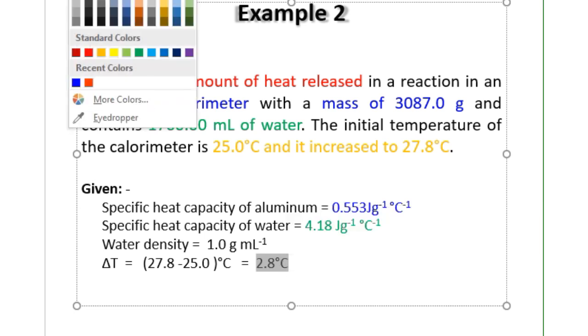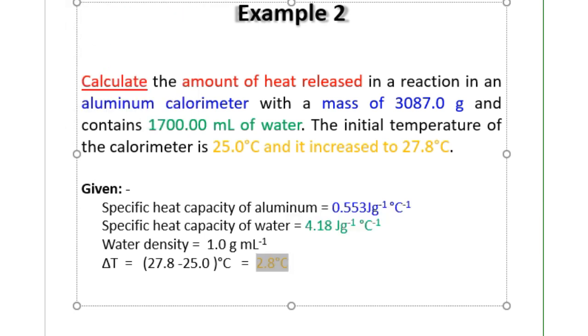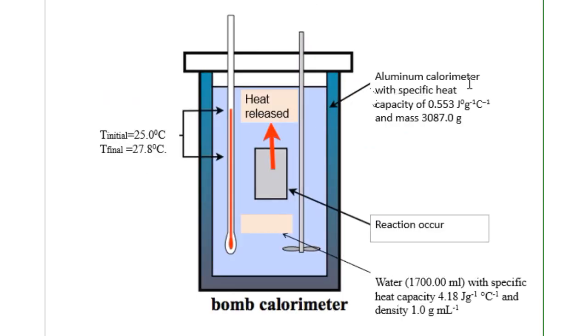Okay, so you have to analyze the question first and then list out all the important information given by the question. If you try to transform the question into a diagram, it's like this. Aluminium calorimeter with the specific heat capacity and the mass. And then reaction occurs and releases heat. So here we can get the delta T. And then inside here there is water. So this is the mass of water. For this case, actually it's quite simple. We need not find out the formula or write out the equation.